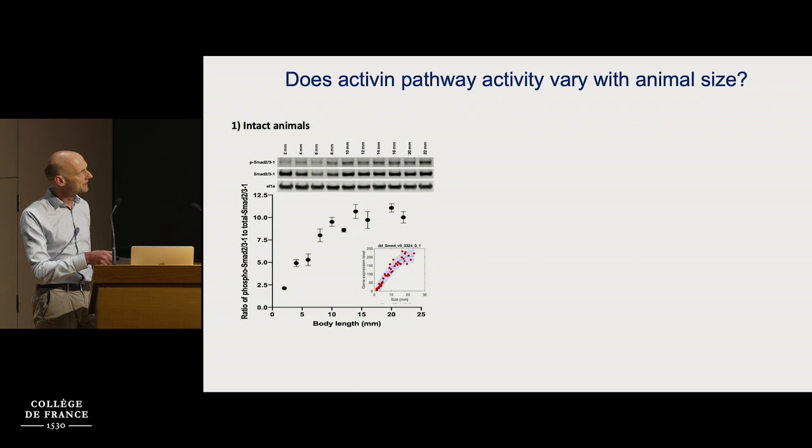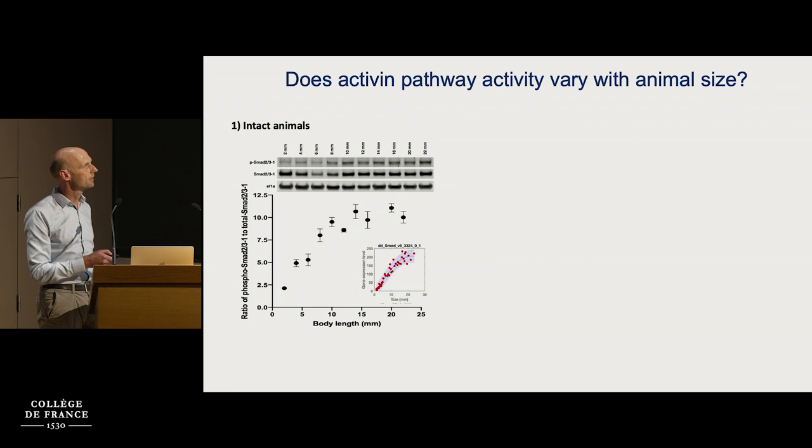Now, interestingly, when we look at the ratio between phosphorylated and total versus body size, we see that indeed activin signaling is strongly size dependent. And again, these are just very primitive whole lysates of whole animals. So basically, this means that systemically, activin signaling levels are much higher in large animals than in small animals. And actually, the shape of this curve, or the shape of the size dependency, also in many ways mirrors the size dependency of the activin ligand expression, which incidentally is one of the most size-dependent genes itself.